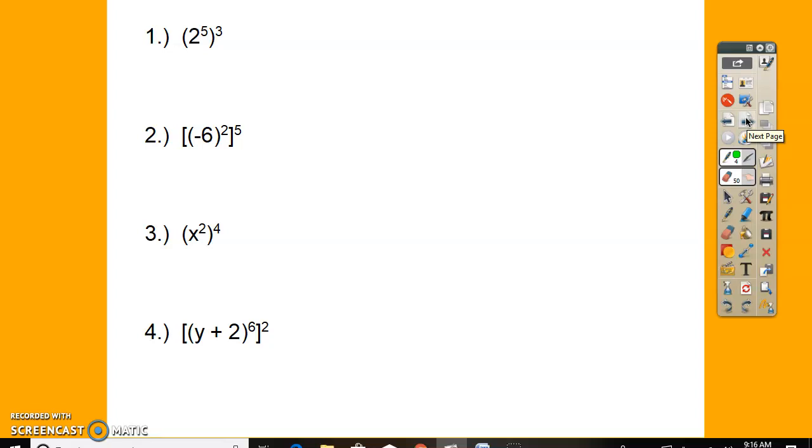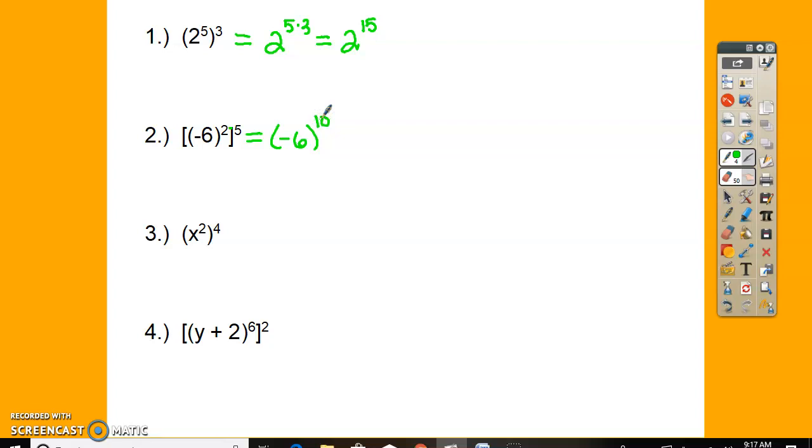First example, so I have 2 to the 5th power being raised to the 3rd power. So my base stays a 2, and I can multiply those exponents together. So it's the same as 2 to the 15th power. Same thing with this next one, and it looks a little bit different because of those brackets. It's only because that 6 is negative, so we had to have parentheses around the -6. So now my base is still a -6 in parentheses, and I'm going to multiply my exponent. So 2 times 5 gives us to the 10th power.